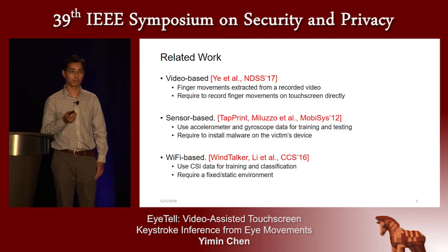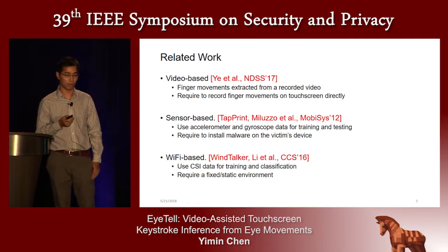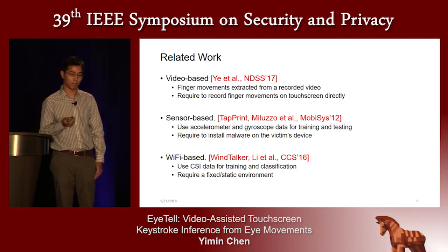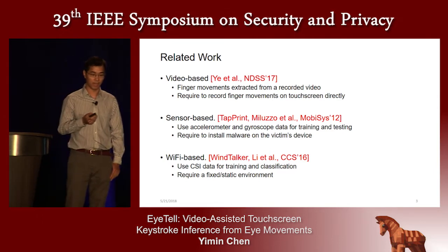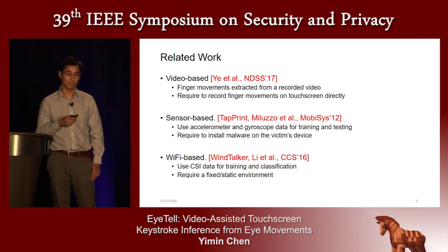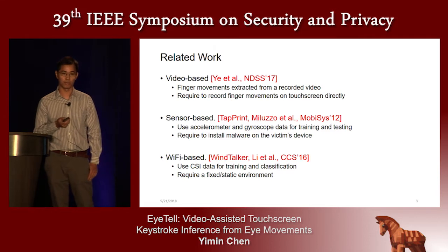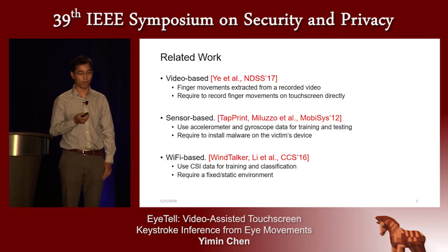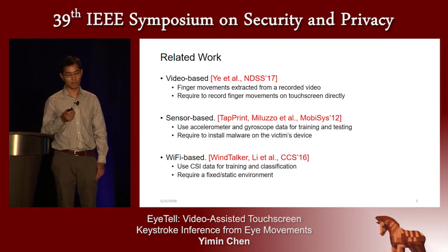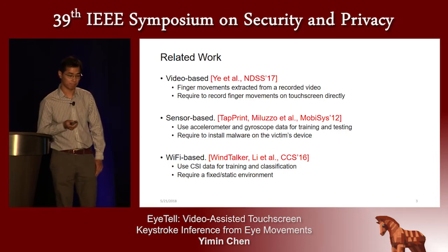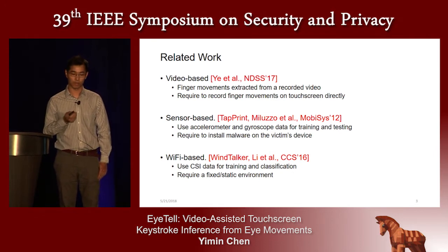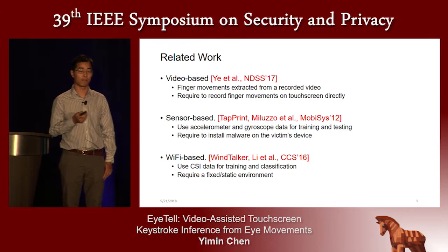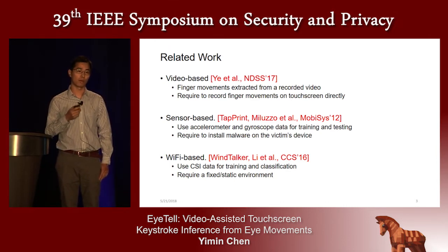To give you some flavor of the most recent research outcomes, I use three systems as examples. There are mainly three attack categories: video-based, sensor-based, and finally Wi-Fi-based. As an example of a video-based attack, a 2017 NDSS paper proposed to extract finger movement from a video for keystroke inference. In their system, the requirement is that the attacker is able to record the finger movement on the touchscreen directly. For sensor-based attacks, a 2012 MobiSys paper proposed TapLogger, which uses accelerometer and gyroscope data for keystroke inference. In their system, the attacker must be able to install malware in order to obtain onboard sensor data.